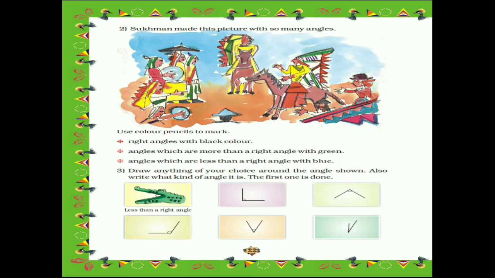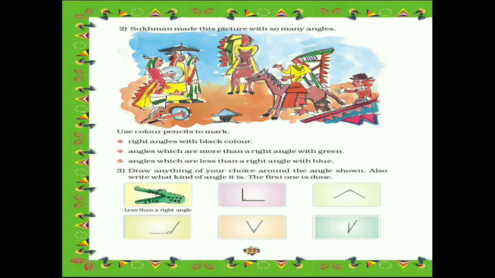Now let's see which angle is given. So the first one is already done, that it is less than the right angle, or you can say it is an acute angle. Now let's see the second one. This is making the letter L. So you can say that this is a right angle. Now let's see the third figure, third angle. Which angle is this? Carefully observe. It is again making the letter L. You can easily observe, right? So which angle is this? This is a right angle.